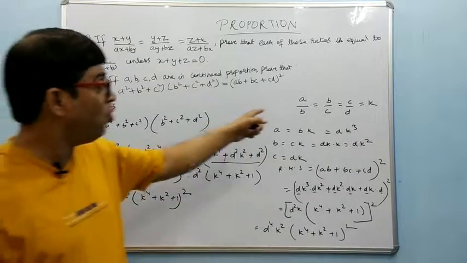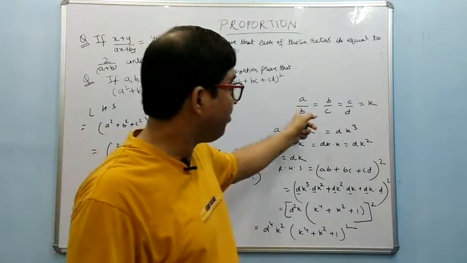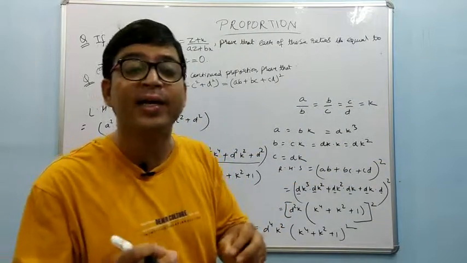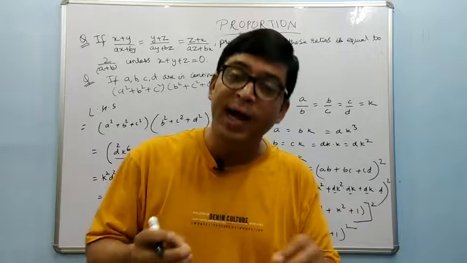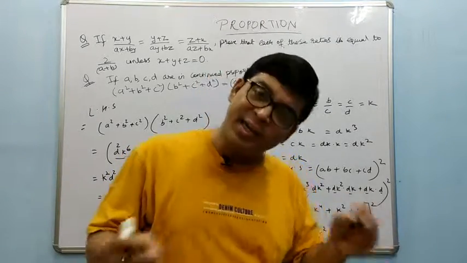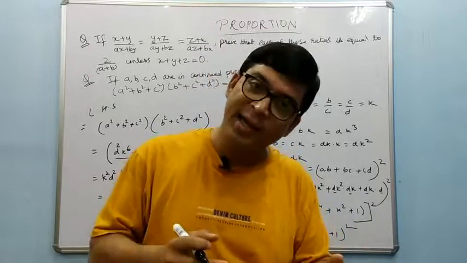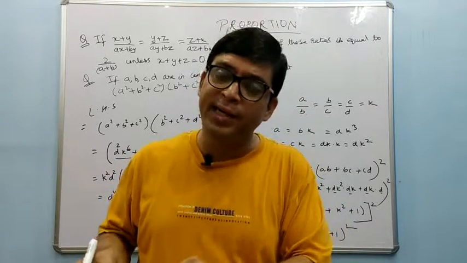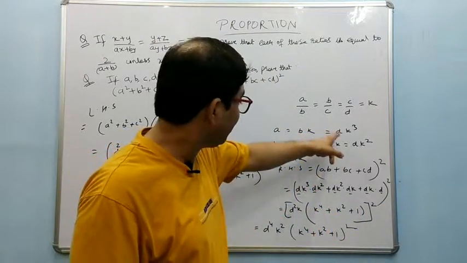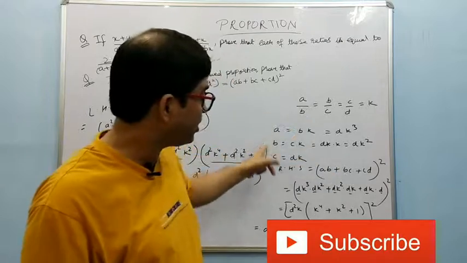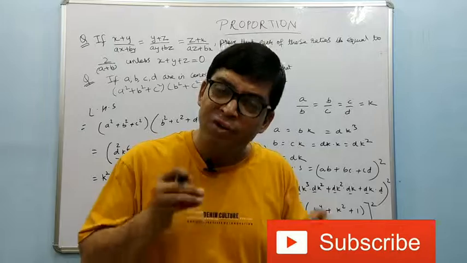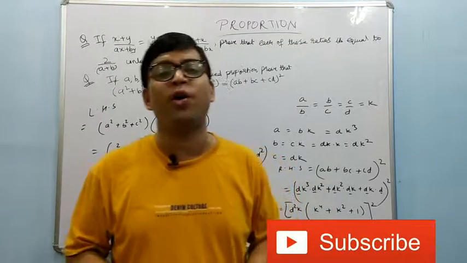Once again I am telling you, wherever continued proportion is given, you just write in that fashion. Convert each thing in terms of d and k. If three things a, b, c are given, then convert a and b in terms of c and k. If four things a, b, c, d are given, convert a, b, c in terms of d and k. This is the conversion. Be careful while writing this conversion. Put it everywhere in the LHS and the RHS. Your problem will definitely be solved.